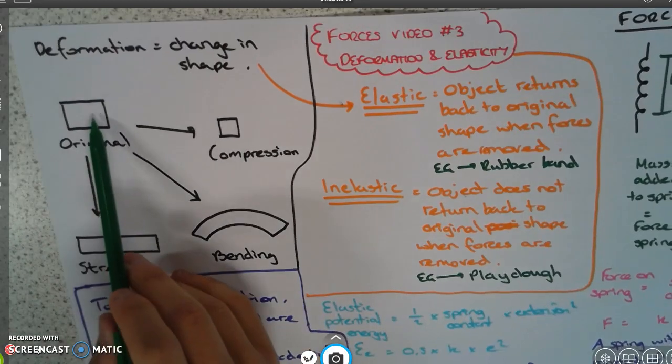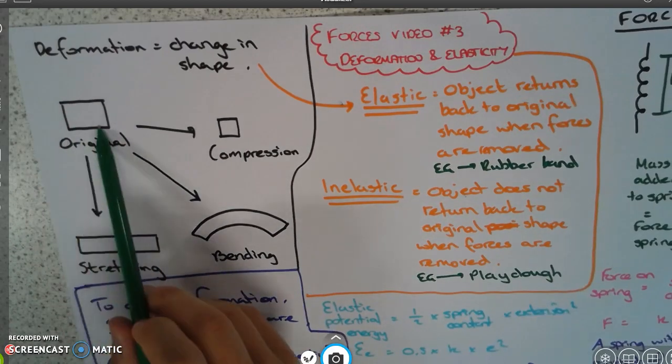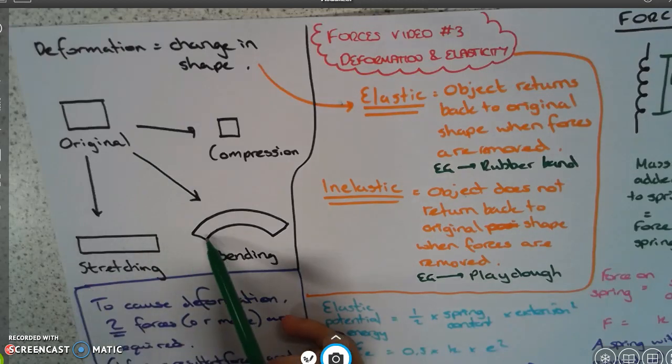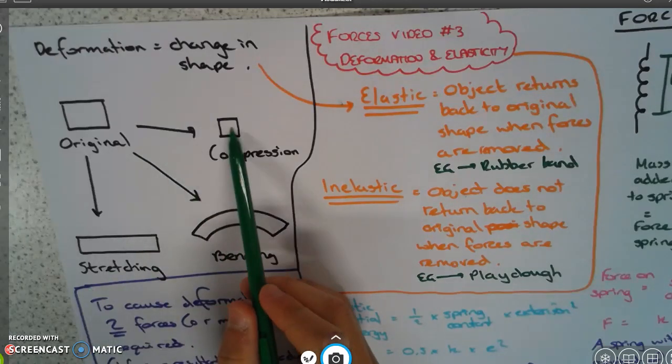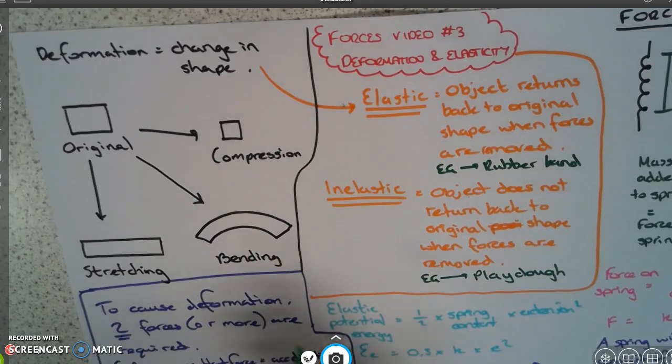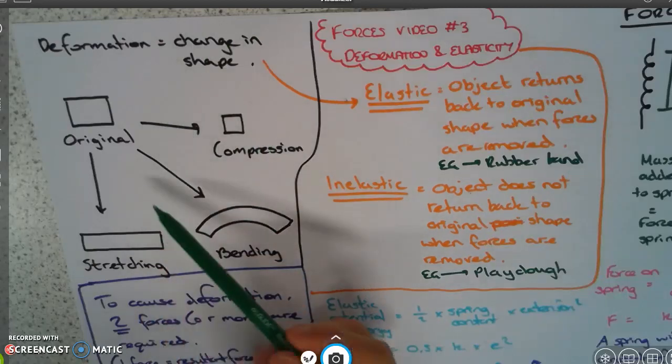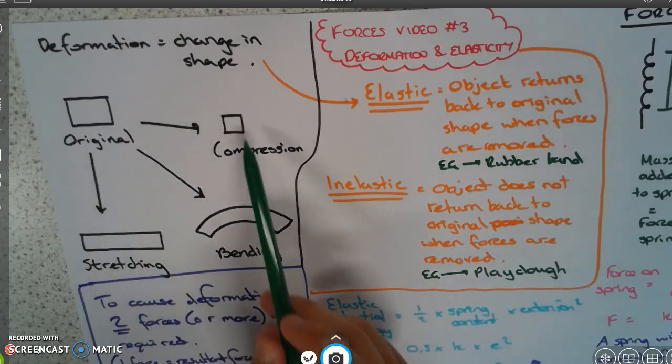So look here. Here is the original object, and you can change the shape in 3 ways. You can stretch the object, make it longer. You can bend the object, or you can compress the object, make it kind of squashed. Deformation is just the term we use for when you change the shape of an object. All these objects have been deformed.